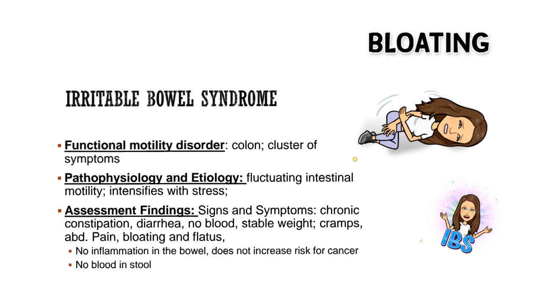It fluctuates, gets worse with stress. Signs and symptoms are chronic constipation or diarrhea or alternating from both. There's usually no blood in the stool. Weight will be fine. Some abdominal pain, bloating, gas. So when they do a scope to see if there's something else going on, it'll be a normal exam. So no blood in the stool, no inflammation, and it does not increase the risk for cancer. They just don't have anything else to say about it but treat the symptoms.